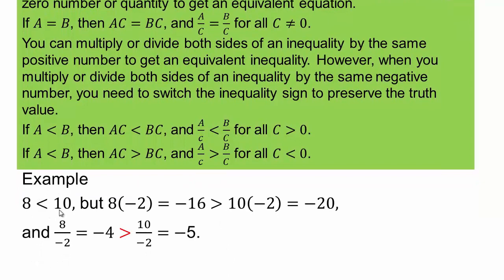So let's take an example. 8 is smaller than 10, but 8 times negative 2 is bigger than 10 times negative 2 because negative 16 is bigger than negative 20. Similarly, if you divide 8 by negative 2, you get negative 4. And 10 divided by negative 2 is negative 5, and negative 4 is bigger than negative 5. So you can see why it flips.